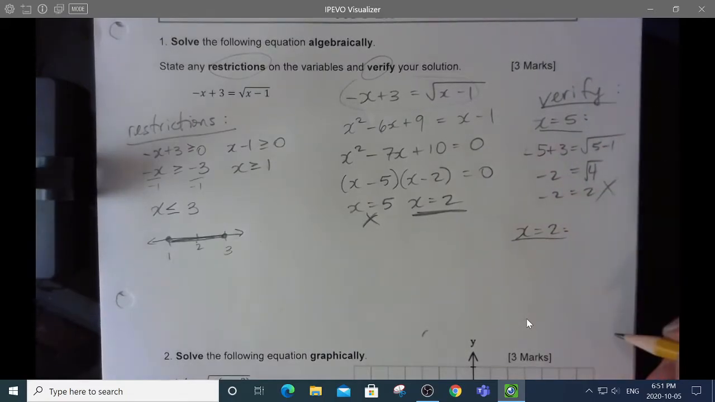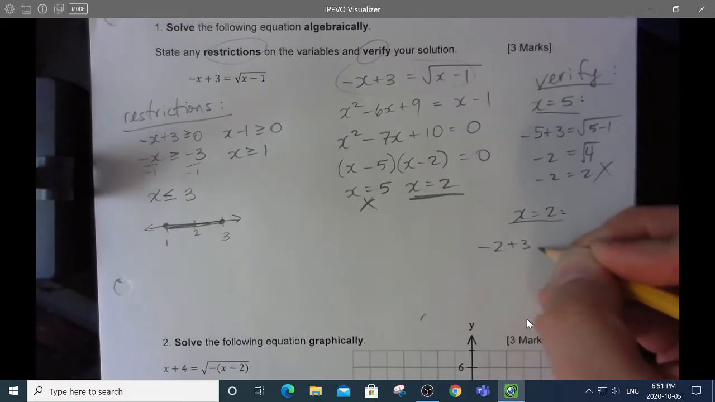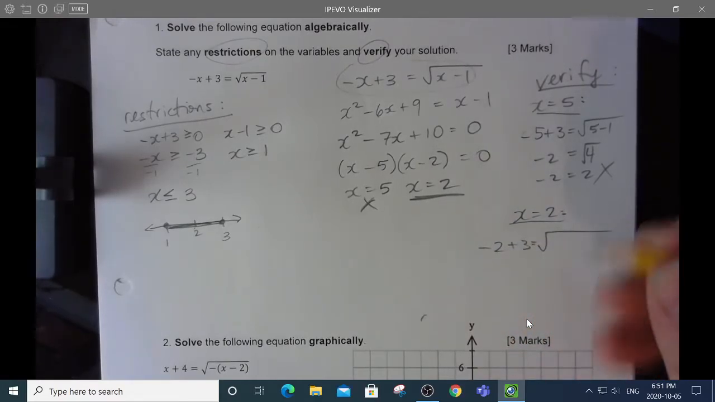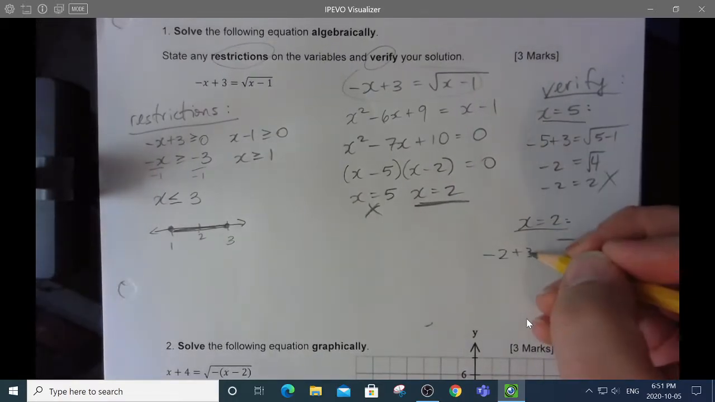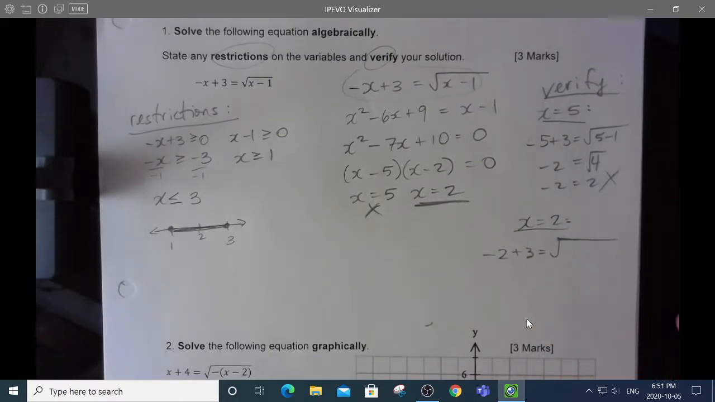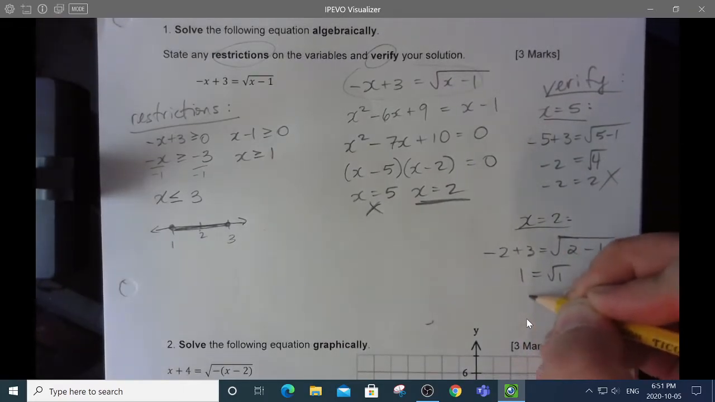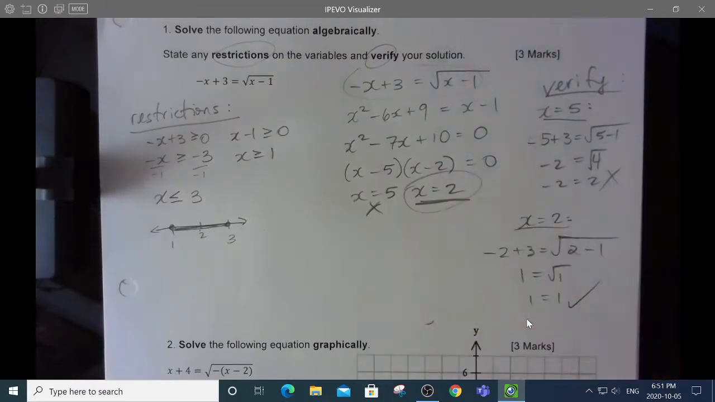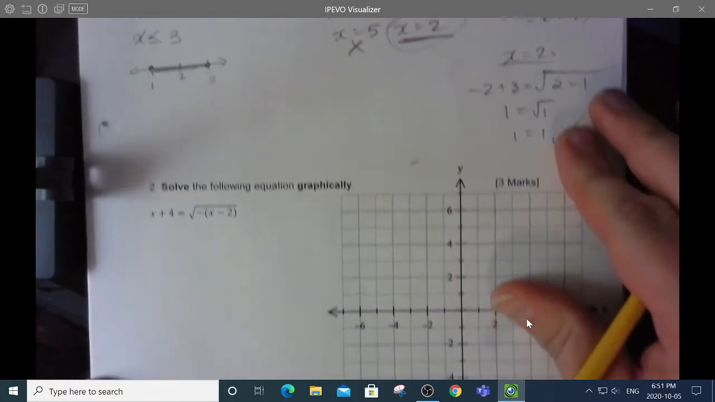And there we go. Might as well make this look pretty. So let's try this one. Negative 2 plus 3 has to equal the square root of 2 minus 1, and that's 1 is equal to the square root of 1. 1 equals 1. Yay, we knew that one would work, and it does. So there we go.